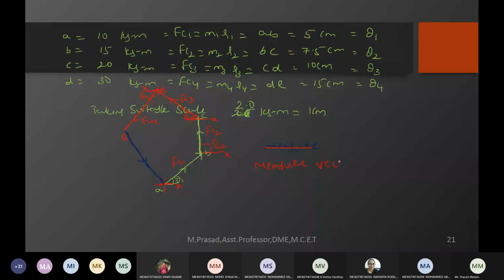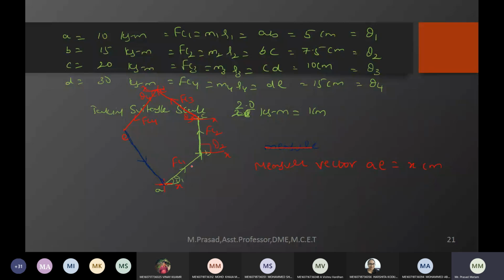Measure the vector AE. You will get some x centimeters in length. Got it? Measure the vector AE. You will get some x centimeters in length. Already we have taken the scale: 1 centimeter is 2 kg meter.